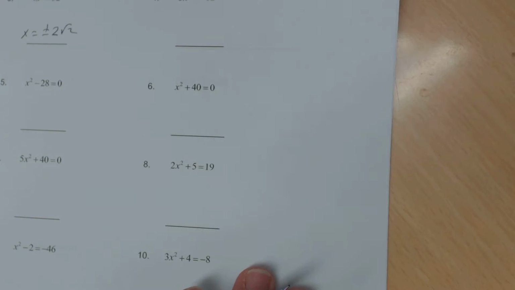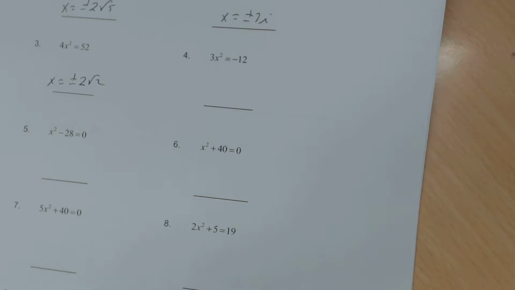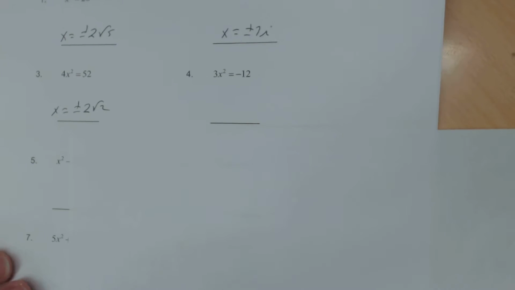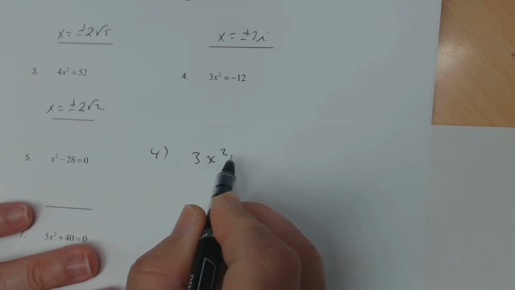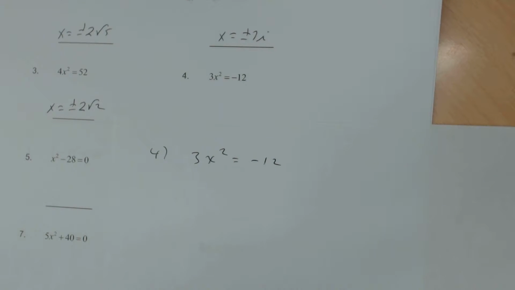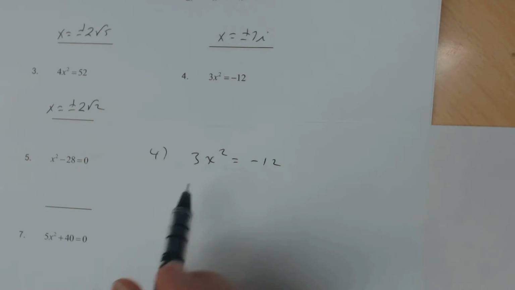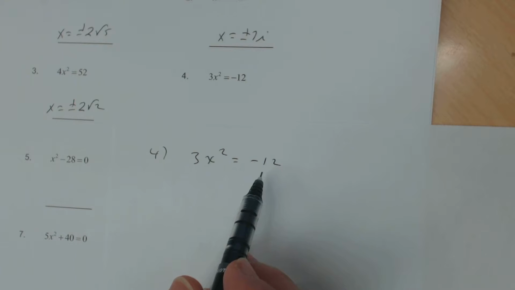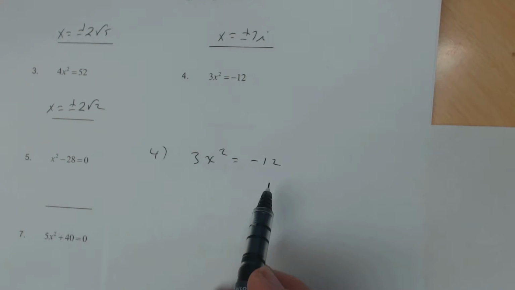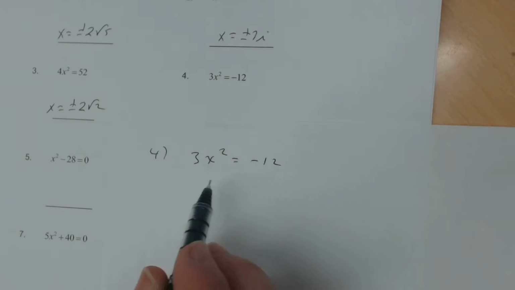All right, now number 4. Let's look at number 4. So number 4, you have 3x squared equal negative 12. All right, so again, we want to get x squared by itself. If you take the square root of both sides, you're going to have an issue because this is going to be a square root of 3, and you're going to be dividing by the square root of 3, and you're not going to know what to do with that square root of 3.